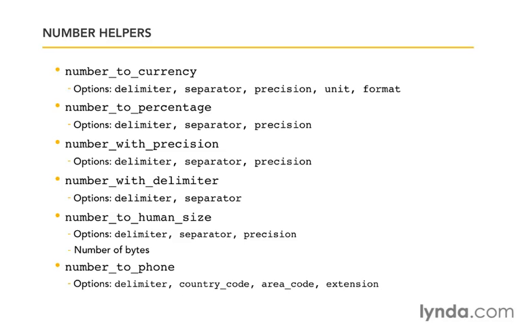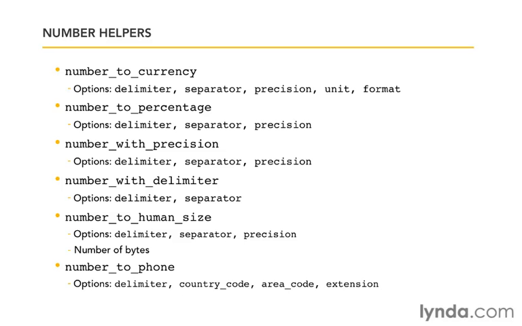Number to percentage, of course, just takes a number and formats it into a percentage. Number with precision decides how many decimal places we want to show. It's slightly different from rounding because, for example, if we have the number 1000 with the precision of 3, then we'll get back 1000.000. Those extra zeros will still exist in our formatted number, whereas if we were simply rounding, they wouldn't. Number with delimiter just takes care of putting the thousands separator in the number.